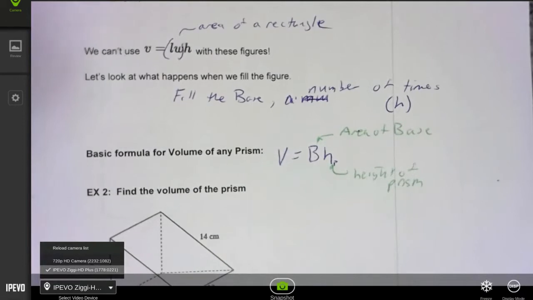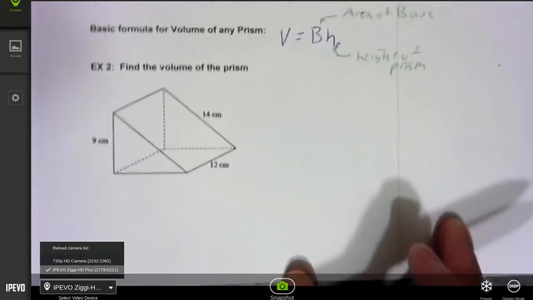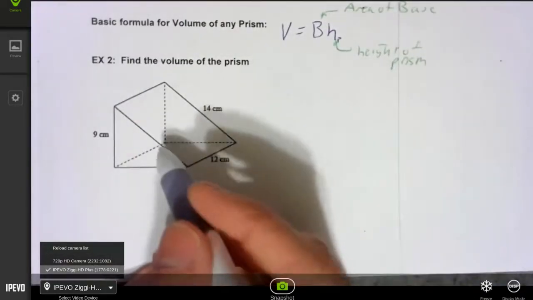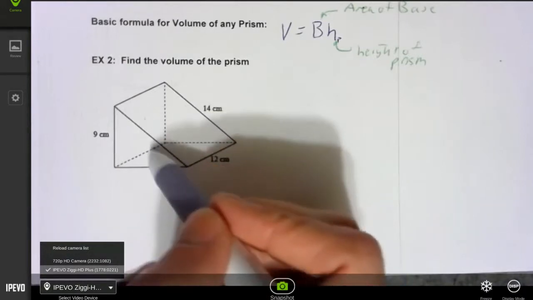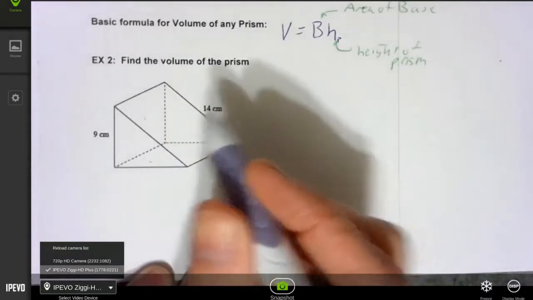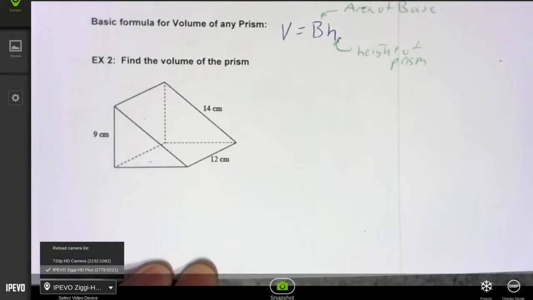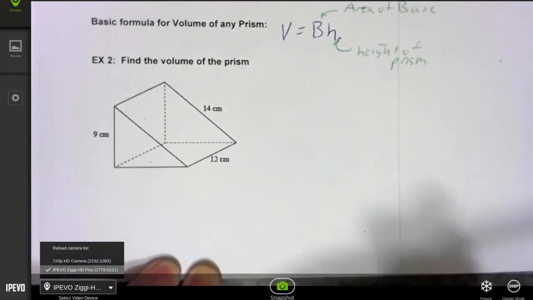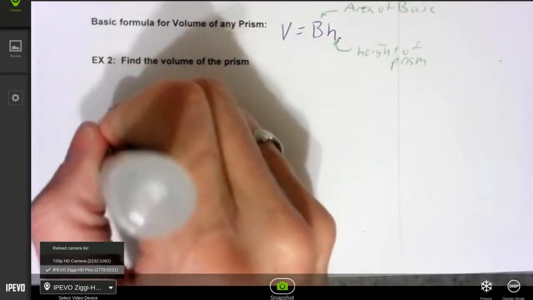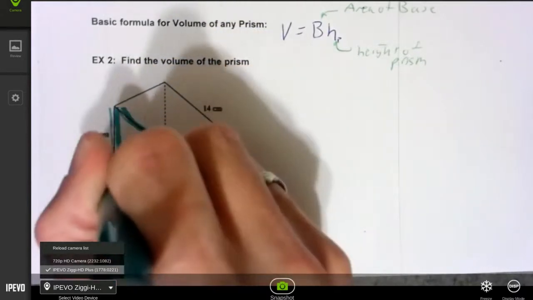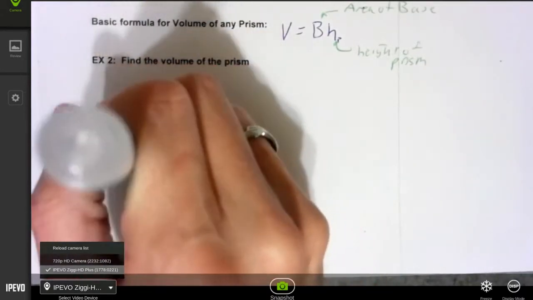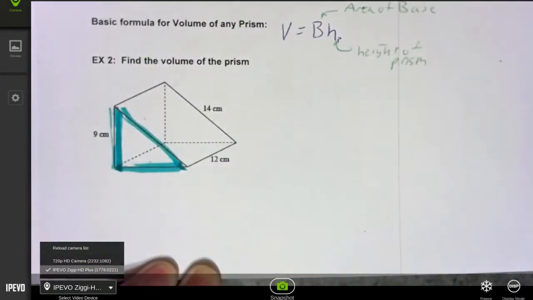So let's take a look at an exact type of problem. Find the volume of this prism. Notice that 3 of the sides are rectangles. So the side I want to use for my base is the side that is not a rectangle. That side is not a rectangle. That is a triangle. So I need to find its area.